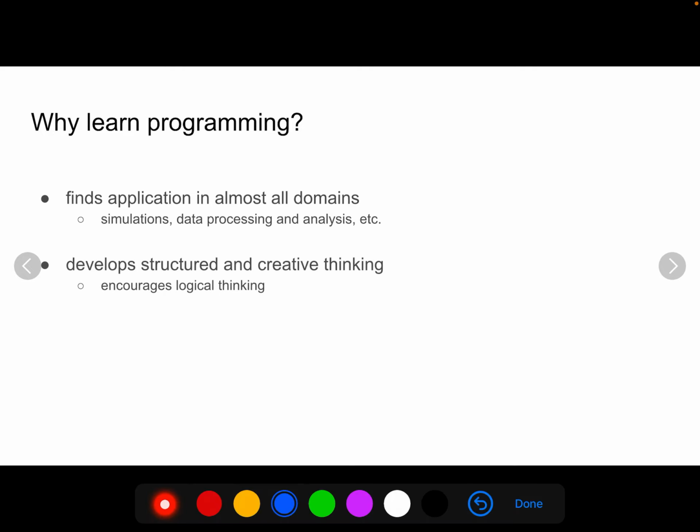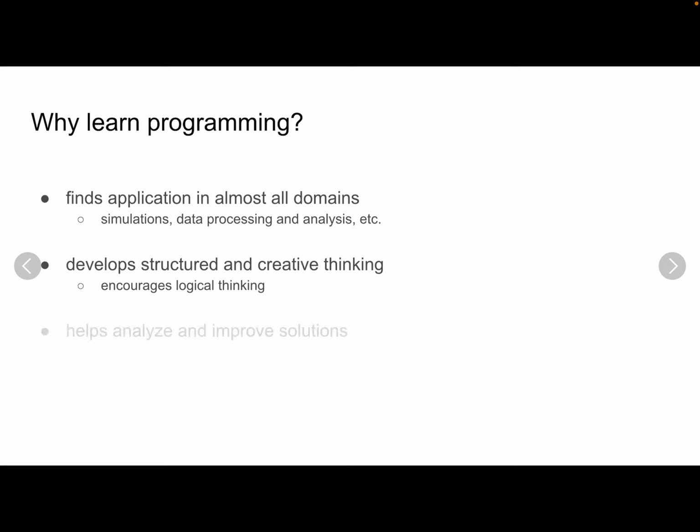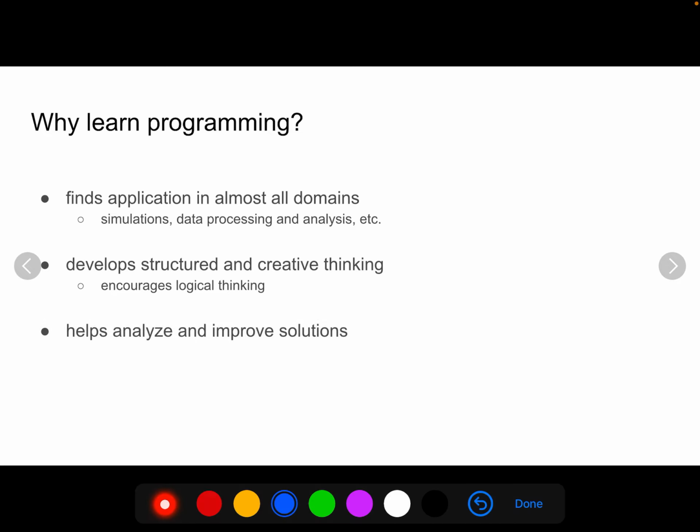And then it develops structured and creative thinking. Like I said, you have to first come up with the method to prepare a dish, right? Only then can you write it in some format as specified by the language. So it helps you to develop logical thinking and creative thinking. Why? Because you have to define every step clearly, right? You cannot take anything for granted. As in the case of a recipe, what you have to add, at which point you have to add, right? Similarly, in a program also, you have to specify everything clearly. So that helps you to develop a structured thinking capacity, and it also helps you to analyze and improve solutions.